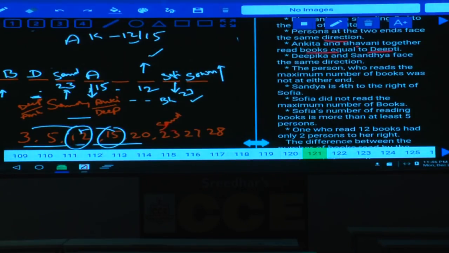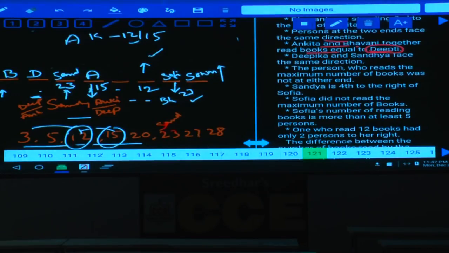Who is the person who read 12? Ankita and Bhavani together read books equals Deepti. As Ankita and Bhavani together read the books, now this person is 12, and Ankita and Bhavani together read books equals Deepti. Ankita is 15.